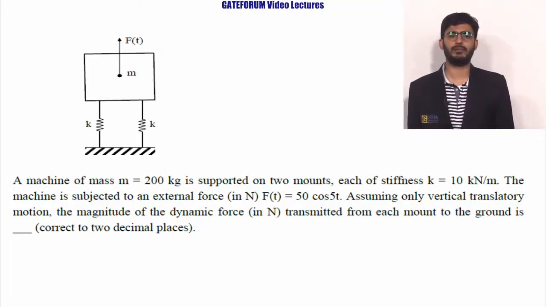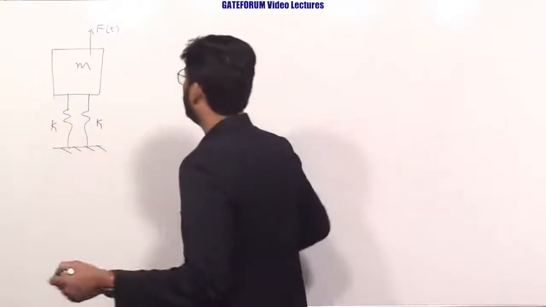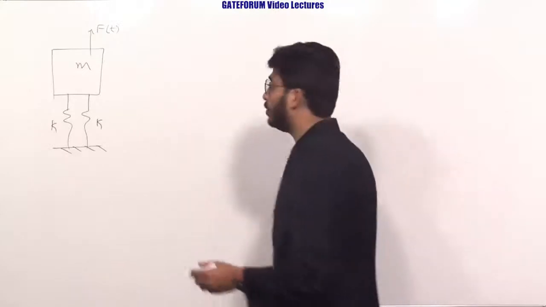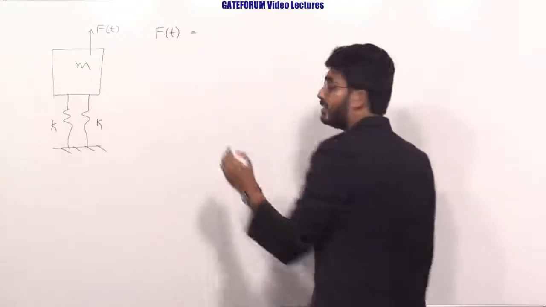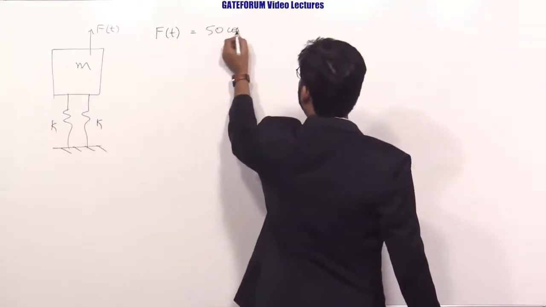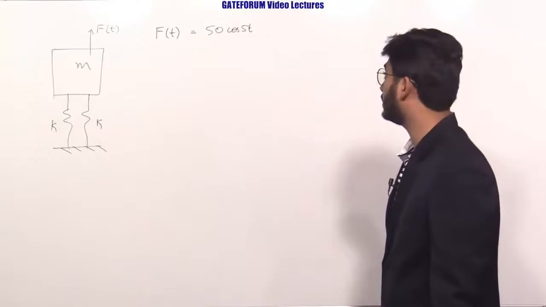A machine of mass m equal to 200 kg is supported on two mounts, each mount of stiffness 10 kilonewton per meter. The machine is subjected to an external force f of t equal to 50 cos 5t, assuming only vertical translatory motion. The magnitude of dynamic force transmitted to each mount is dash. Here the time varying force applied is f of t equals 50 cos 5t.